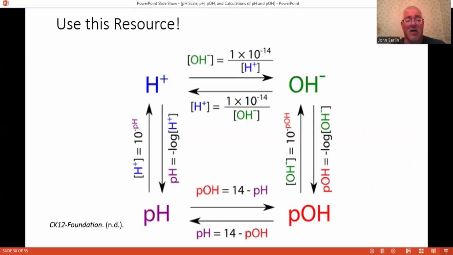Here's a good little resource for you guys to use. This is found on CK-12. Very good. It gives you how to convert between OH, pOH, pH to pOH, pH to H, or H to OH. So very interesting. Do use that if you need it.